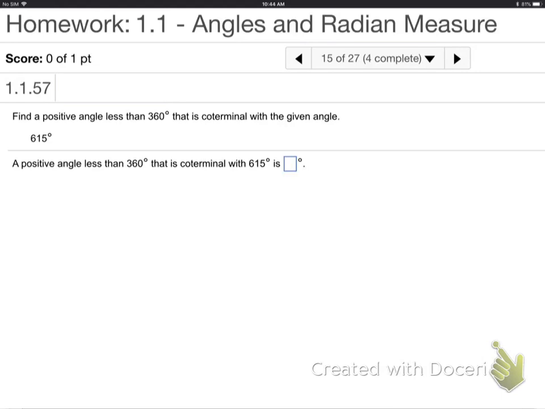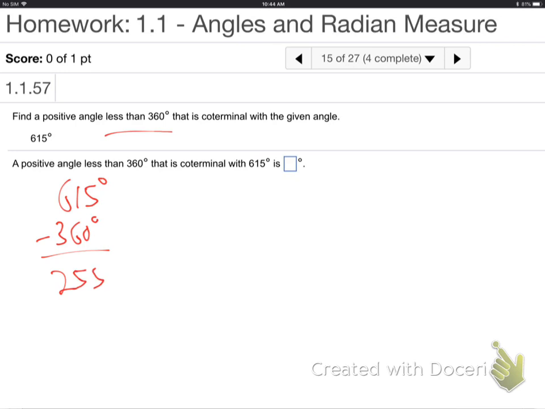615 degrees. They want me, 615. That's more than 360, isn't it? That's more than all the way around. So what they want me to do is convert that to something that's less than 360. How do you do that? Just subtract 360. Exactly. Whatever that is, use your calculator. Tell me what it is.